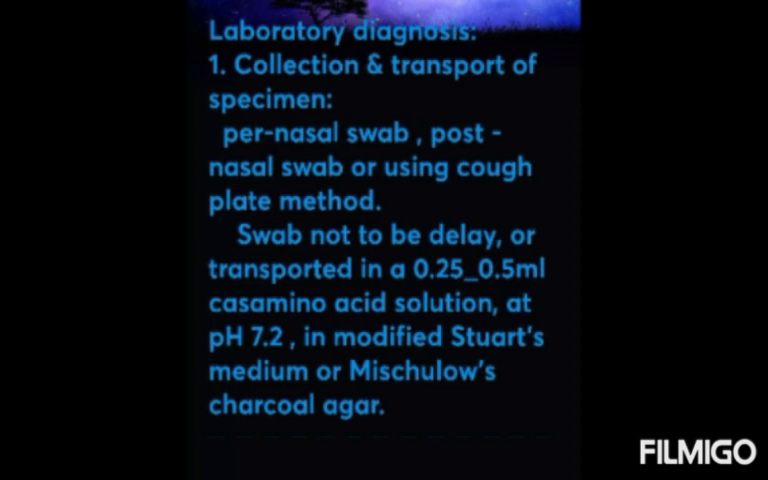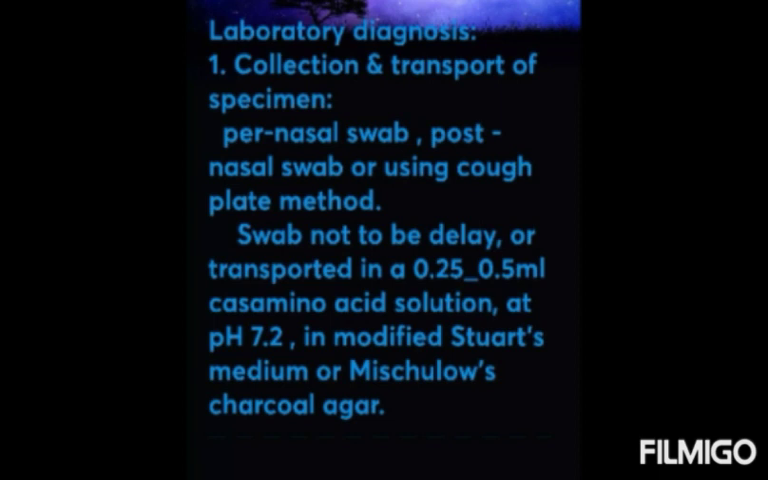The swabs are to be plated without delay or transported in 0.25 to 0.5 ml of casamino acid solution at pH 7.2, in modified Schwartz medium or Mistulose charcoal agar. So the transport medium is modified Schwartz medium or charcoal agar, and the pH is 7.2. It is very important. Let's see the individual swabs.